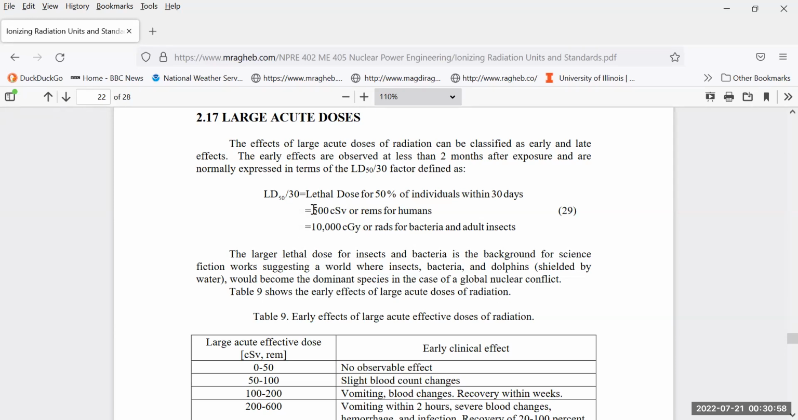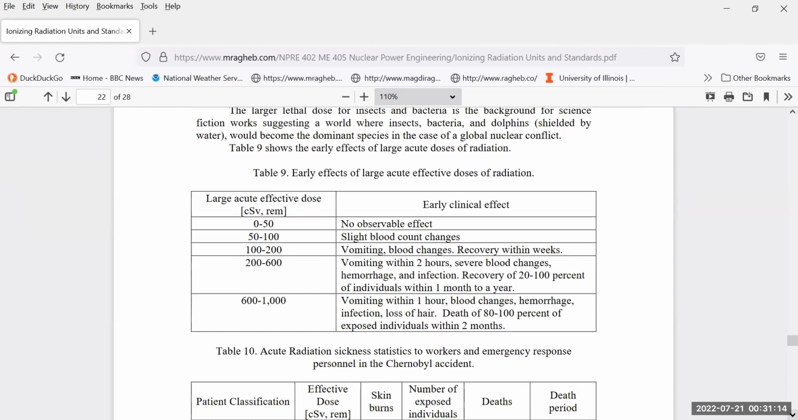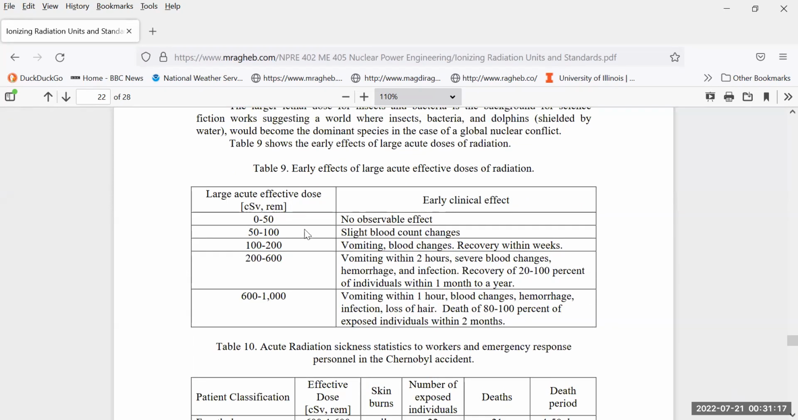So in the case of nuclear war, where humans may not survive if they get doses above 500 centisievert, insects will take over our world because they can resist the effects of radiation in general. Early and acute effects of exposure to radiation, as I suggested, up to 50 rem: there are no observable effects really. The body's immune system reconstructs itself, and some people even say that low doses of radiation are beneficial, in the concept of what's called radiation hormesis.